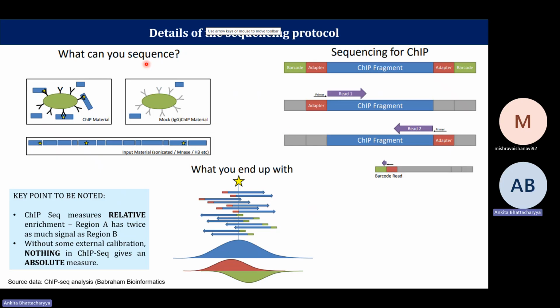Next, when we talk about the sequencing protocol, what should you sequence? You should preferably always sequence your input material, which is the raw DNA expected from the cell, the complete DNA lysate. Second is your pull-down ChIP material. Third is your mock IgG material. And then when you proceed for sequencing, you see something like this, which is your ChIP fragment, flanked by adapters and then a barcode.